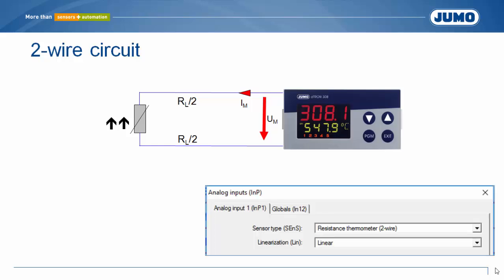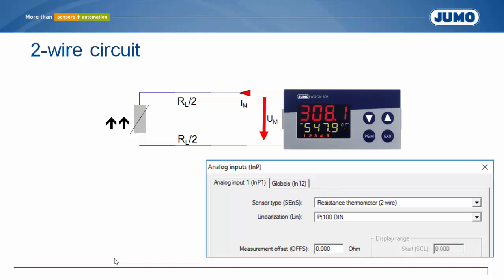In this program, the setting RTD temperature probe must be made for the corresponding input. The field device then gives a direct current into the measuring circuit and measures the voltage drop. When linearization linear is selected, the field device displays the measured resistance. When linearization PD100 is specified, the field device forms the corresponding temperature directly from the measured resistance.